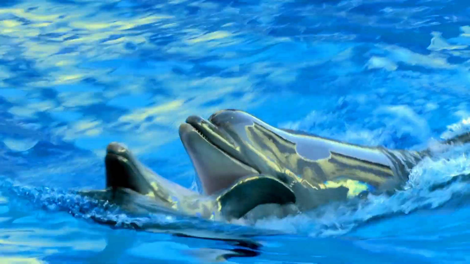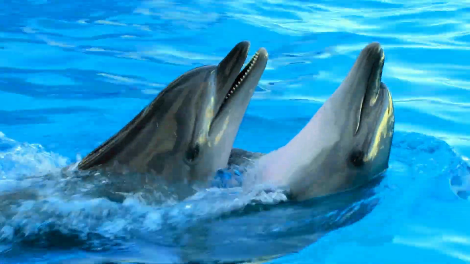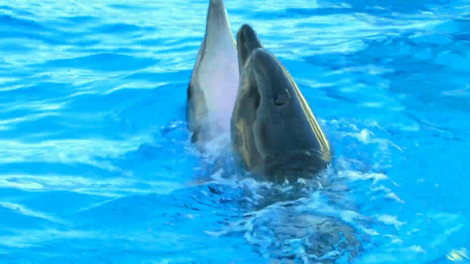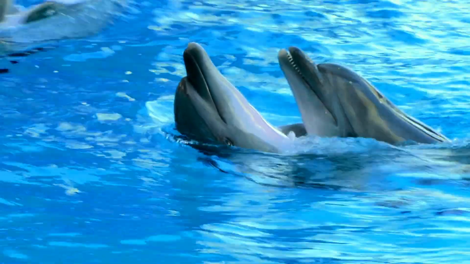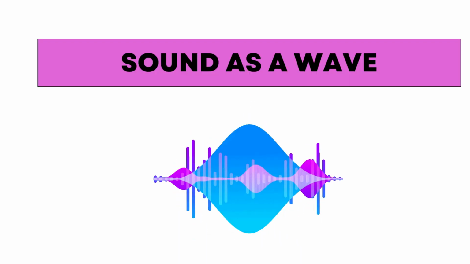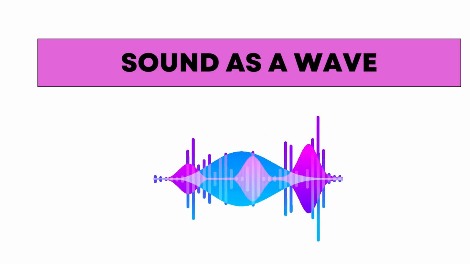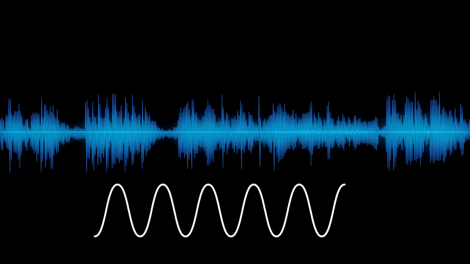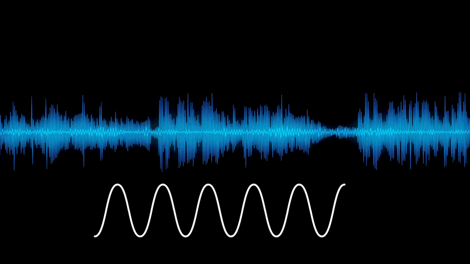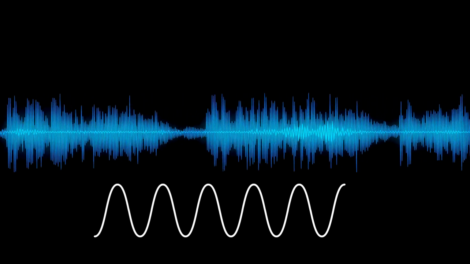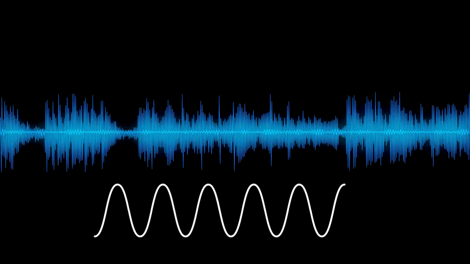Did you know dolphins communicate by sending out high pitched squeaks and clicks which travel through the water? Sound is a wave. When we say sound is a wave, we are describing how sound travels through the air or other mediums. Sound waves are vibrations that travel through a medium like air, water, or solids. These vibrations create changes in air pressure, which our ears detect and interpret as sound. So, understanding sound as a wave means recognizing that it travels in a wave like pattern.